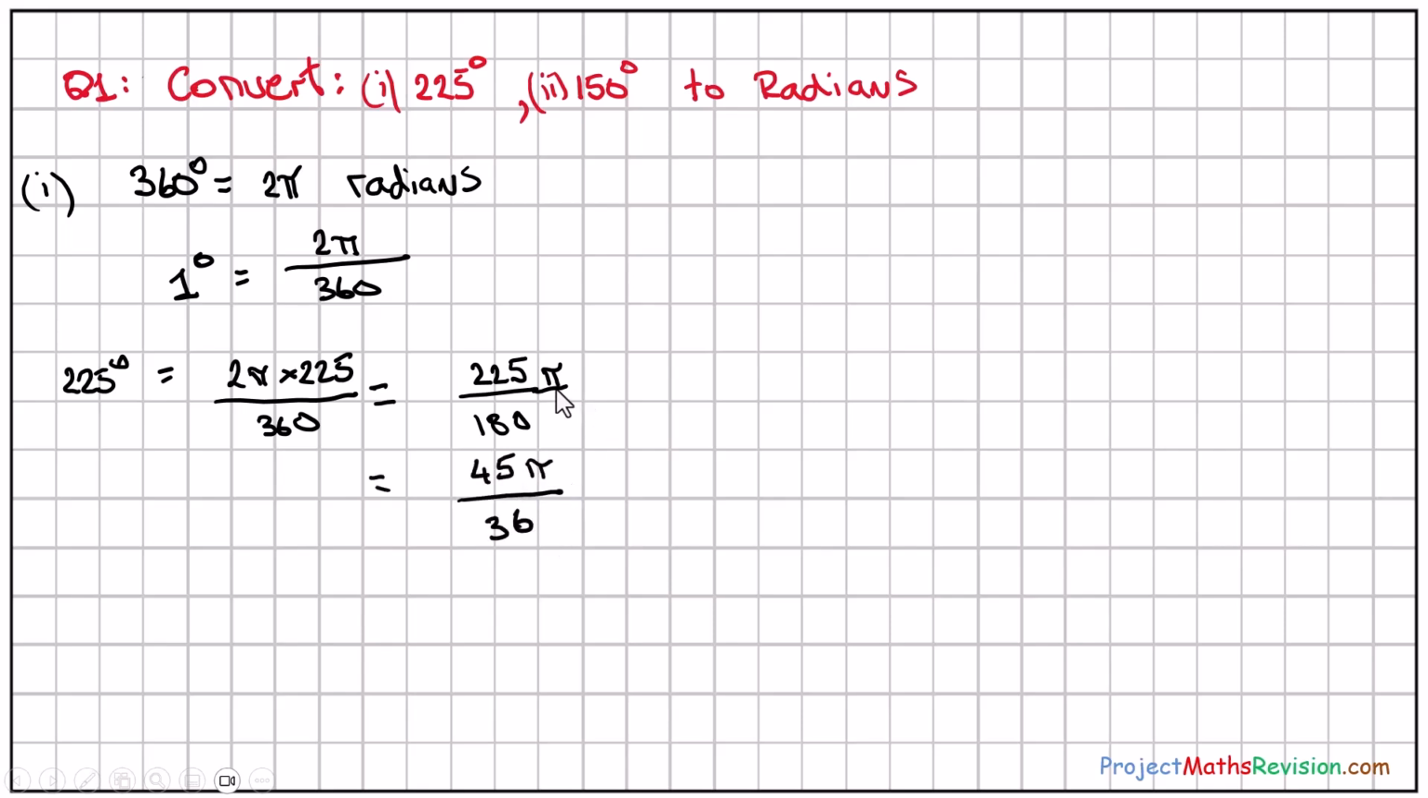And divide above and below by 9. 9 into 36 goes 4, and 9 into 45 goes 5. So 225 degrees is 5 pi over 4 radians.